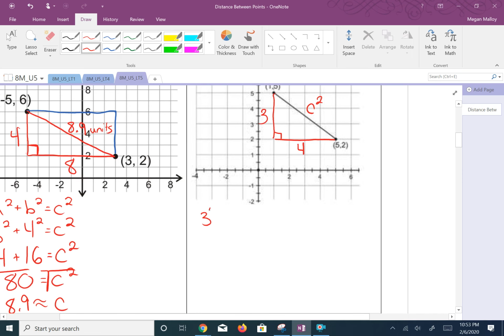So 3 squared plus 4 squared equals c squared. 3 squared, 3 times 3 is 9, plus 4 times 4, which is 16, equals c squared, and we get 25 equals c squared. If we take the square root of both of those values, we get c is equal to 5. So our distance is 5 units.